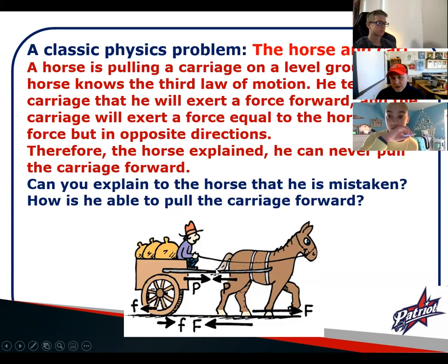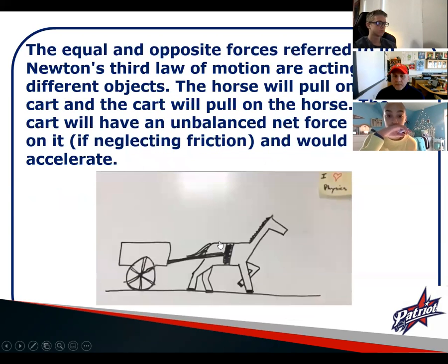And so the misconception that people have is they say, well, yes, you're pulling on the carriage and the carriage is pulling on you, so these cancel out and nobody goes anywhere. But again, you have to look at this P with relation to the forces acting on the carriage, and F, the hoof on the ground force, with relation to P just for the horse.